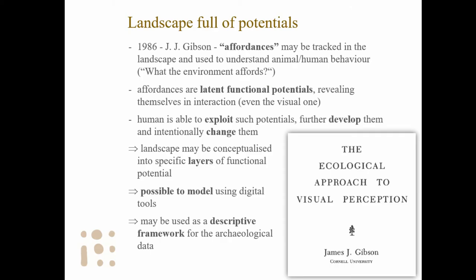Actually, the term affordance was set up in the literature by J.J. Gibson in the 1980s. And I feel this is a very strong concept because it says that the landscape may be divided into some latent functional potentials, which might be intentionally used. He tested it on animals as well, but especially it can be used by humans. And only the interaction reveals the potential, and it might be revealed or might not.